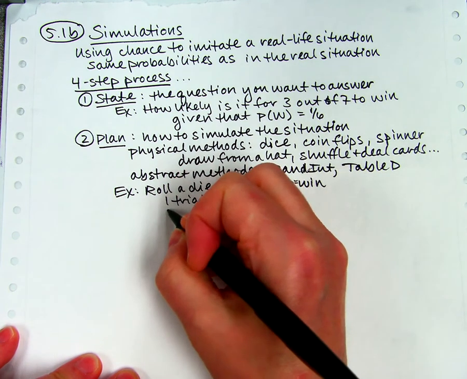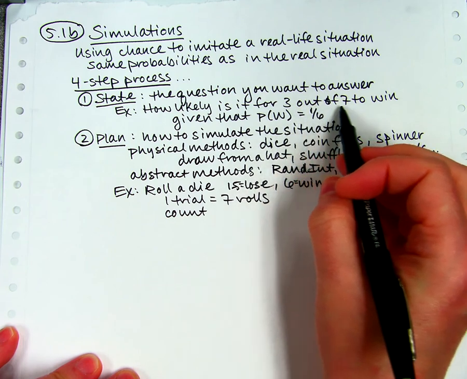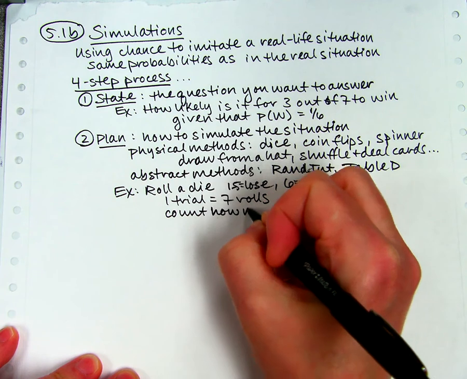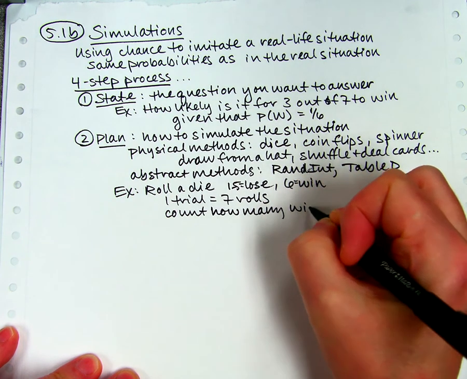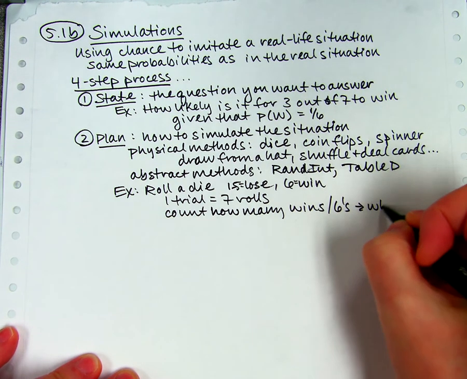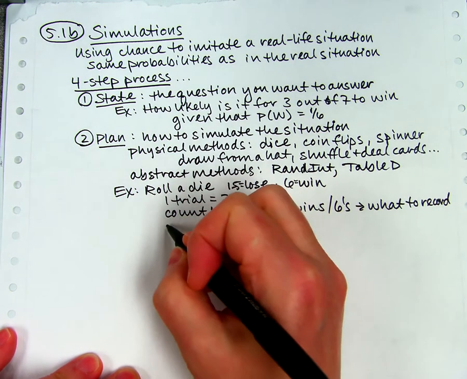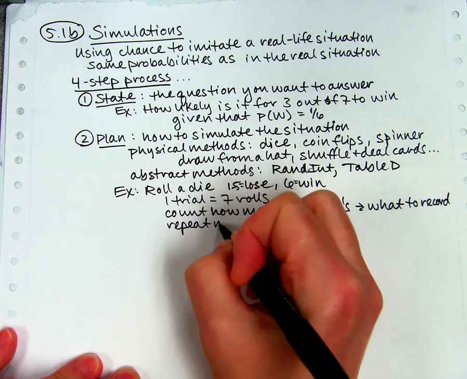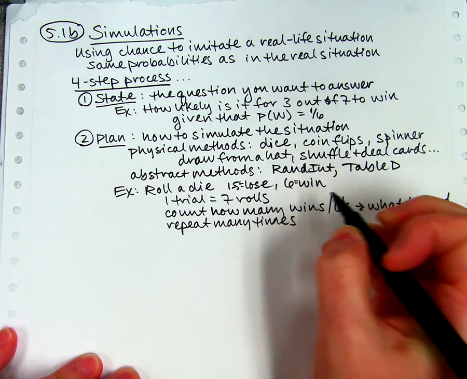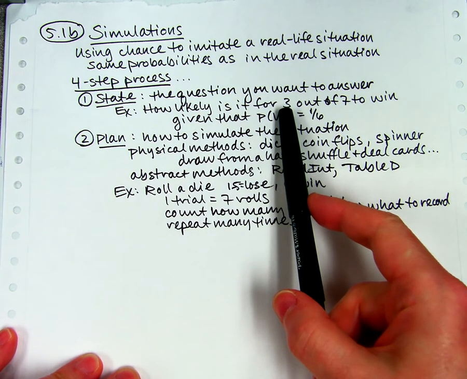And I'm going to count what? I'm going to think about what it is I want to know. I want to know the probability of 3 out of 7. So I'm going to count how many winners, or 6s, whichever way you want to look at it. Or in other words, I'm deciding what it is I'm going to record for each trial. And then I'm going to repeat that many times. That part is always a step in the plan. I'm going to repeat it many times, and I'm going to find the probability of what it is I'm trying to answer, the probability of getting 3 or more out of 7.